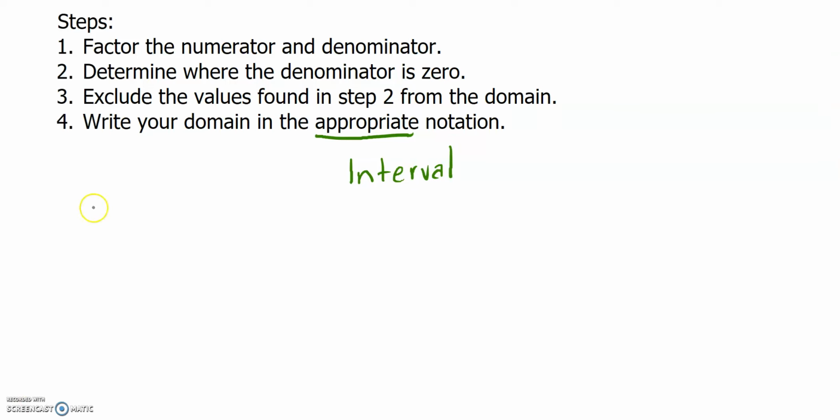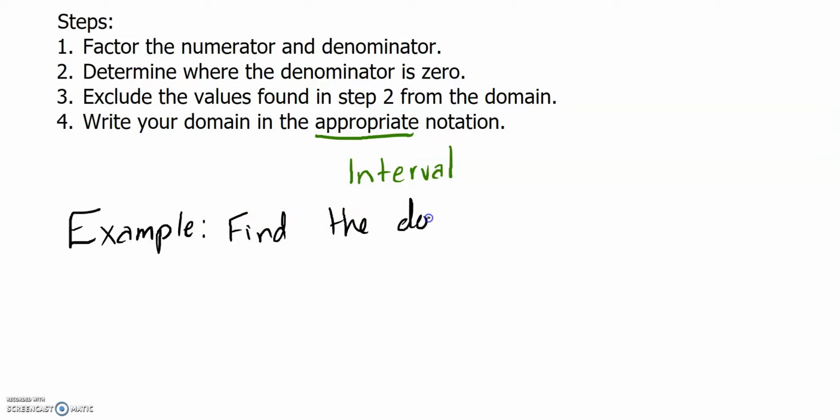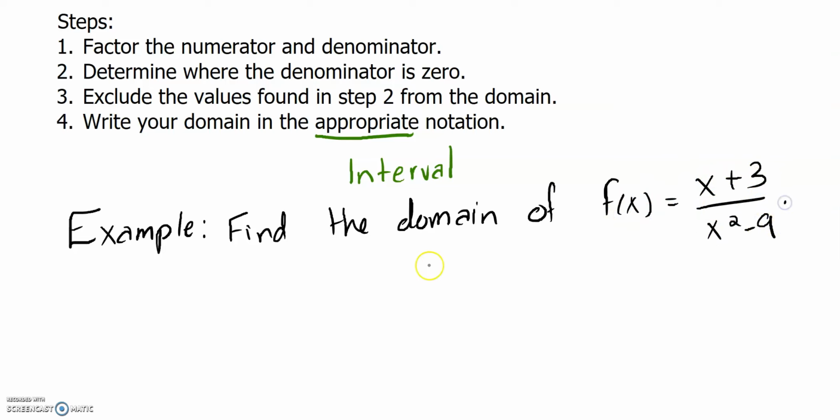Now, our first example will be: find the domain of the function x plus 3 over x squared minus 9. Now, we will have the numerator, so we'll factor that if we can. In our case right now, it's a really simple numerator. It's factored as much as possible. However, from there, we'll also need to look at the denominator.